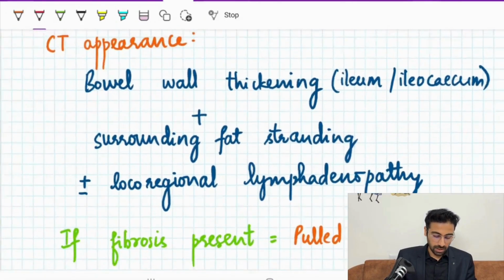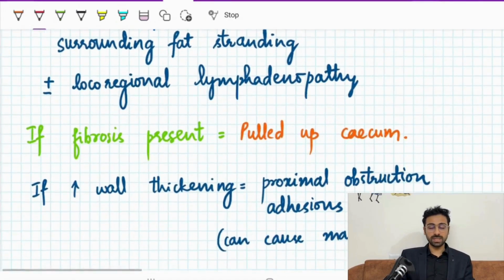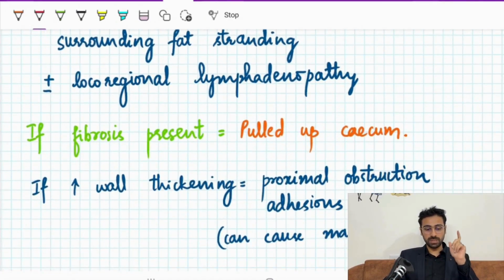Let's see how it appears on CT. Now most of you are almost aware of this. I'll just brush up quickly. There is symmetric bowel wall thickening in the ileum or the ileocecum. Associated fat stranding is present, and we have already seen an example just previously. There is locoregional lymphadenopathy. Now, if fibrosis is present, then there will be a pulled up cecum.